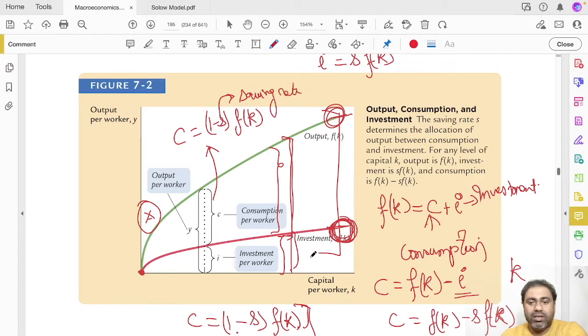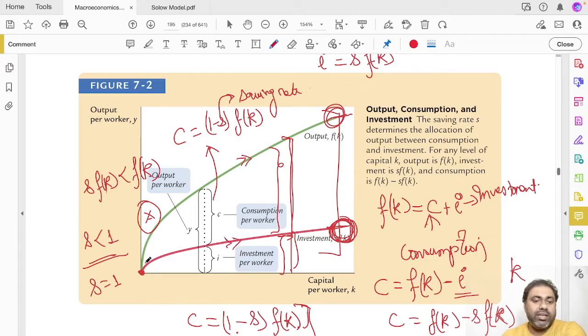See, the important thing to understand is why this is less than f(k). Why is s f(k) less than f(k)? Because we have seen earlier that s is less than 1. If there was a case where s is equal to 1, there would have been no difference between this line and this line. So you can say that your s determines whether your consumption in the economy is higher or lower.